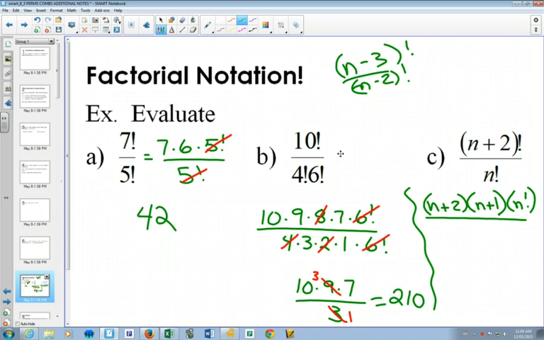And this is all divided by n factorial. And since those are the same, we can simplify, and you're just left with n plus 2 times n plus 1.